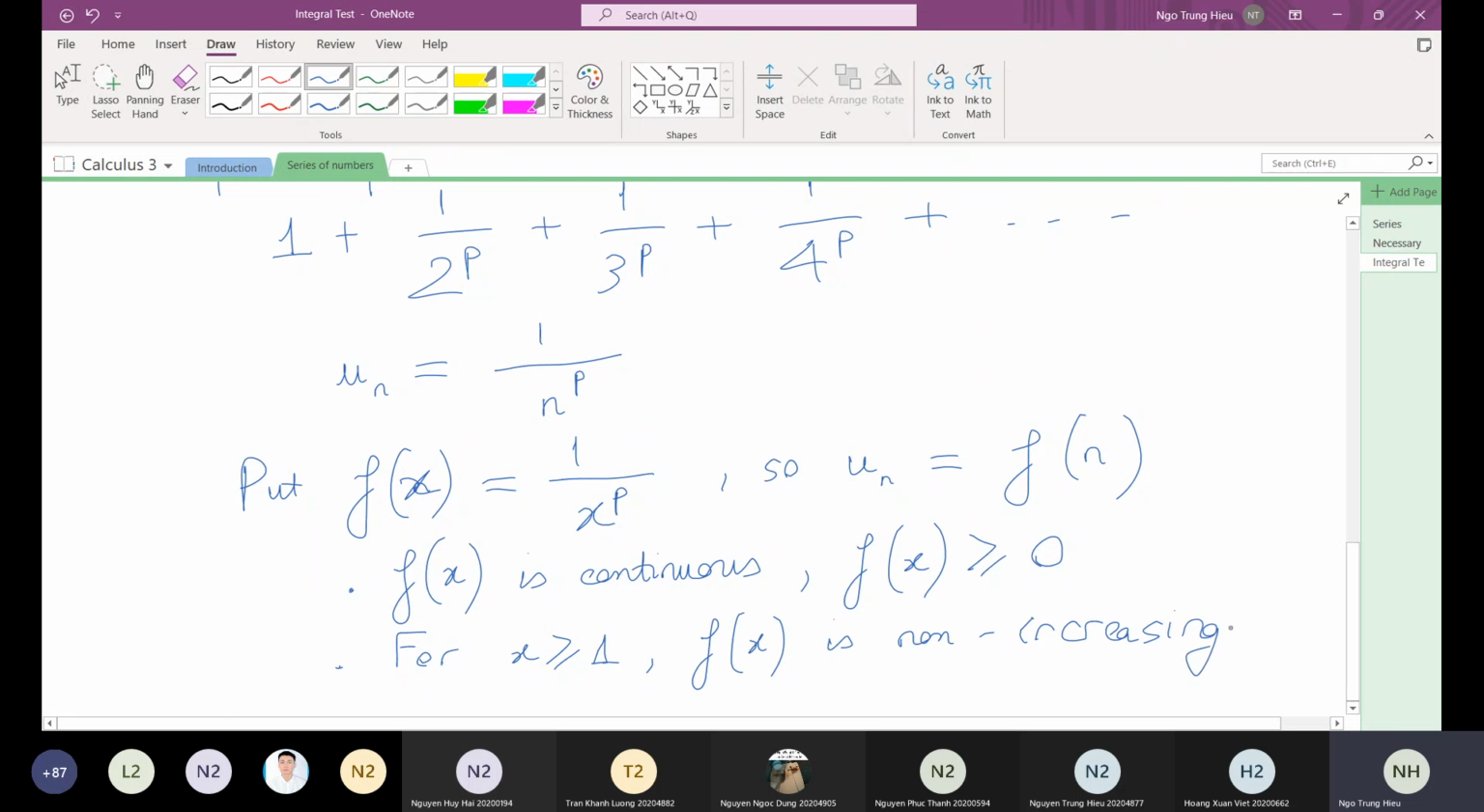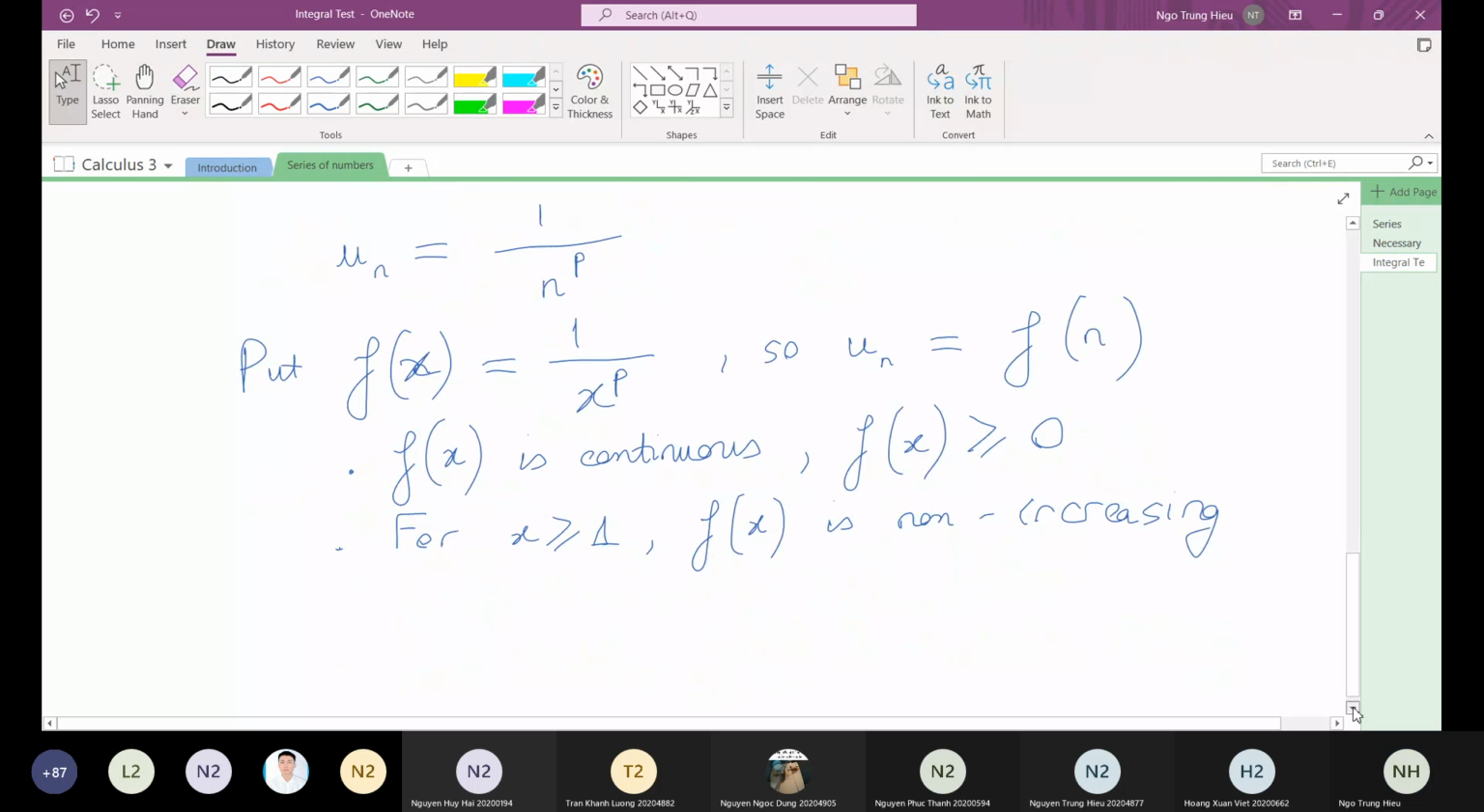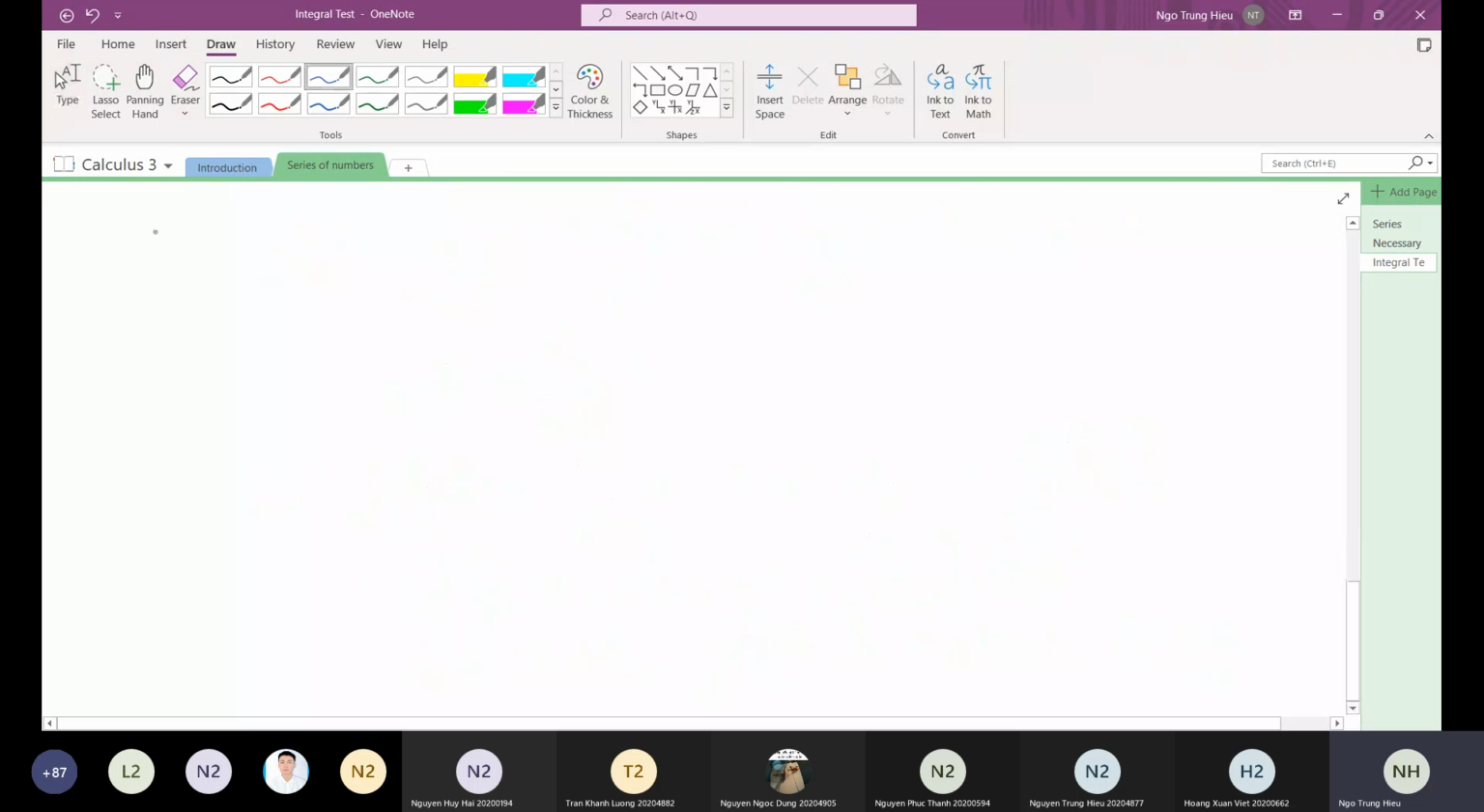You can take the derivative to see that the derivative is less than 0. So in this case, the P series, we want to consider whether it converges or diverges.